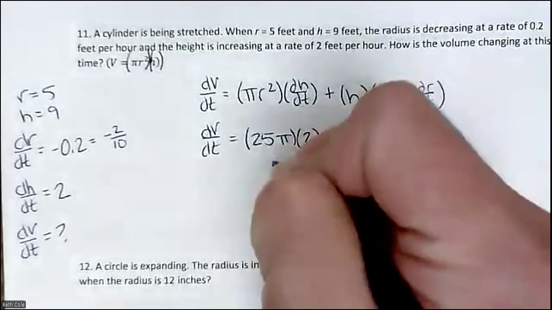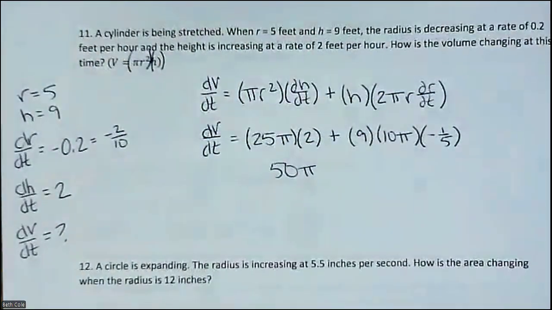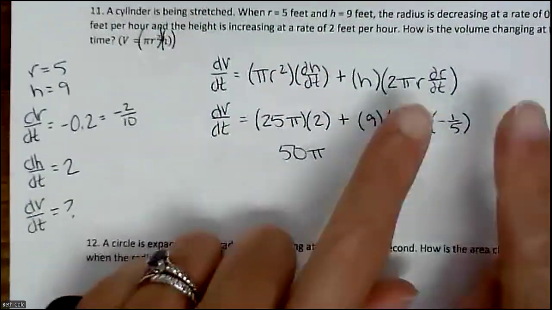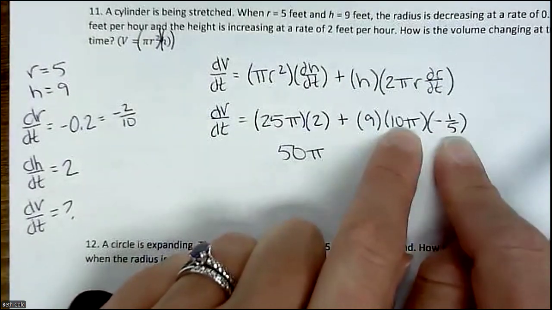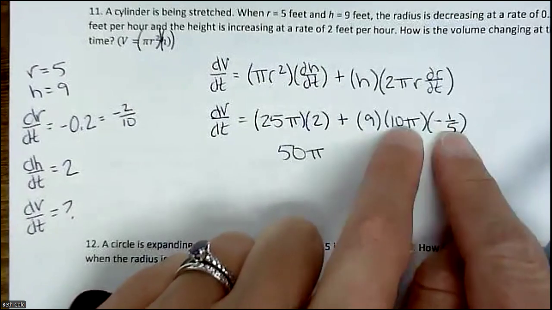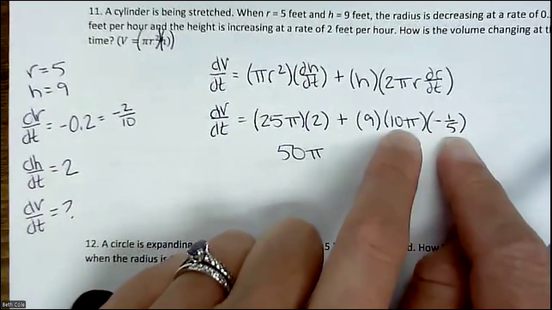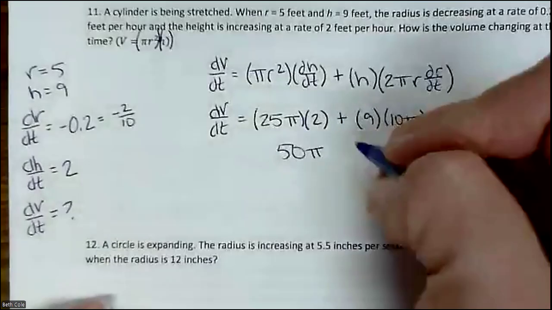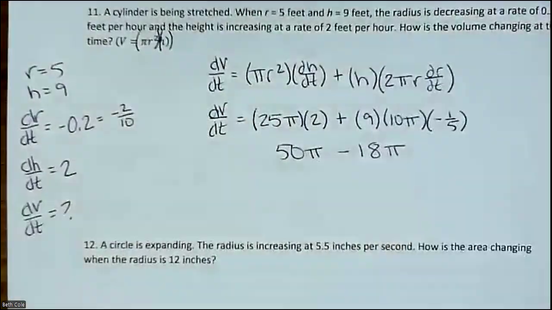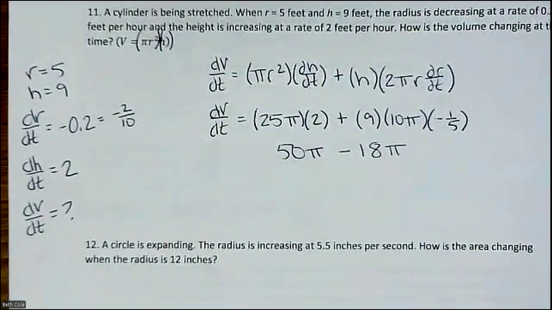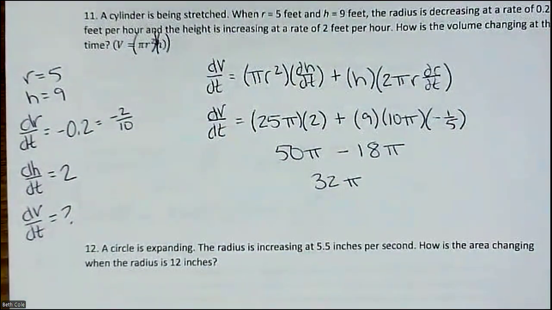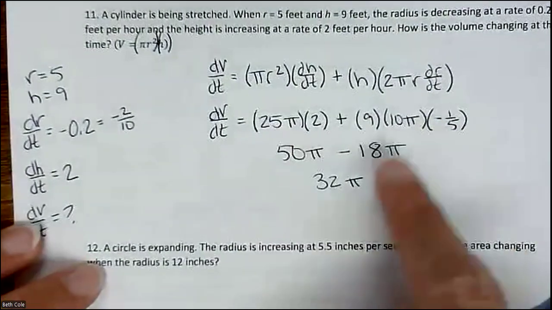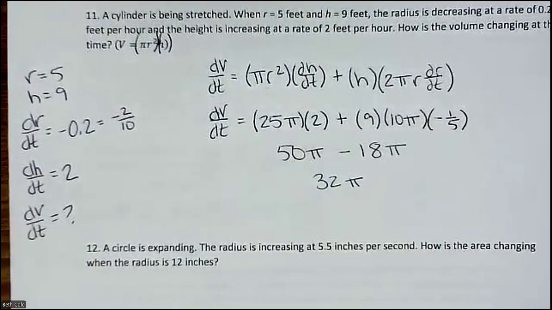All right, so this first part would be 50 pi. I would multiply these first. 10 times negative 1/5. That'd be negative 2 times 9. So negative 18 pi. And so what is that, 32 pi? Did I do that right? Yeah. Cool. You have to keep going if it's multiple choice. You can't just stop here because your answer choices are not going to look like that.